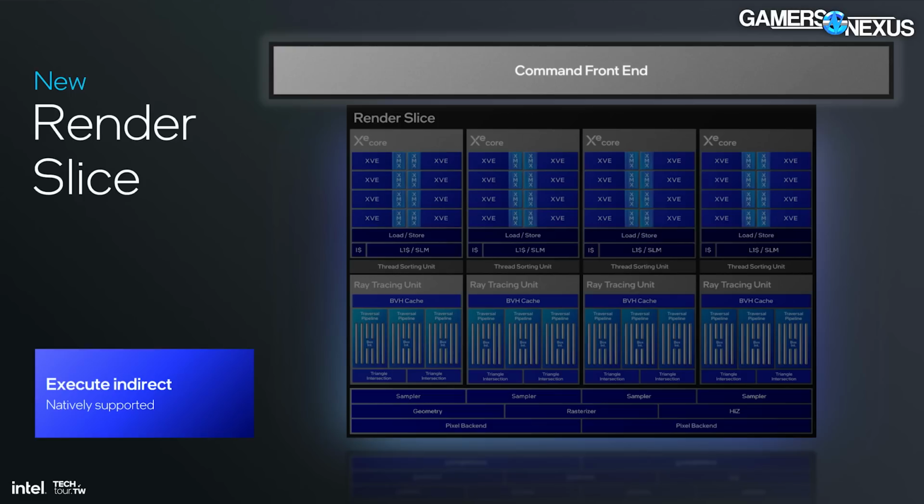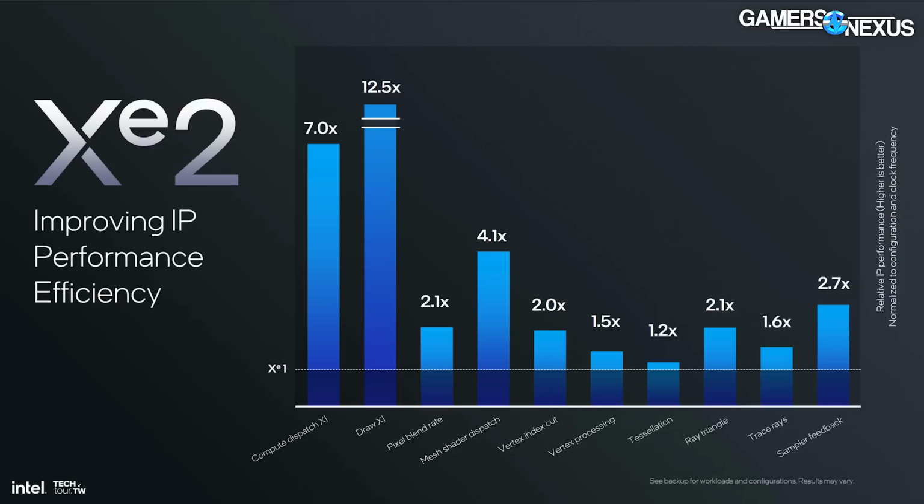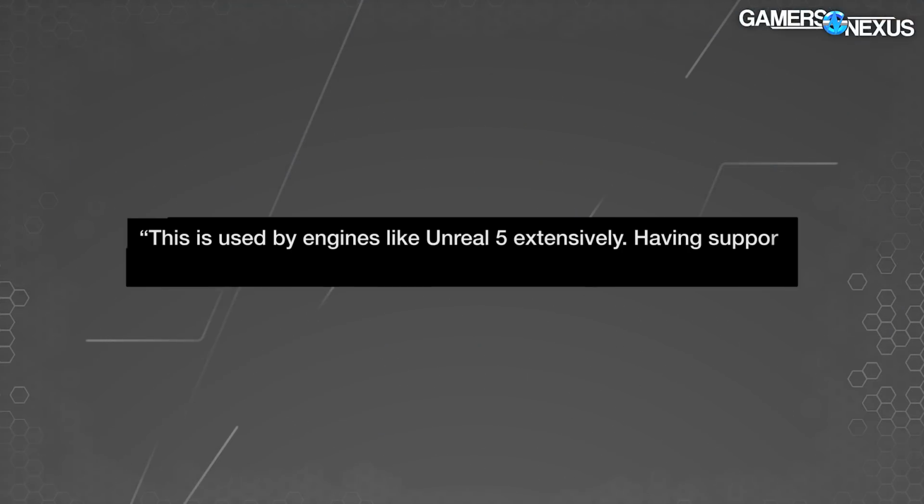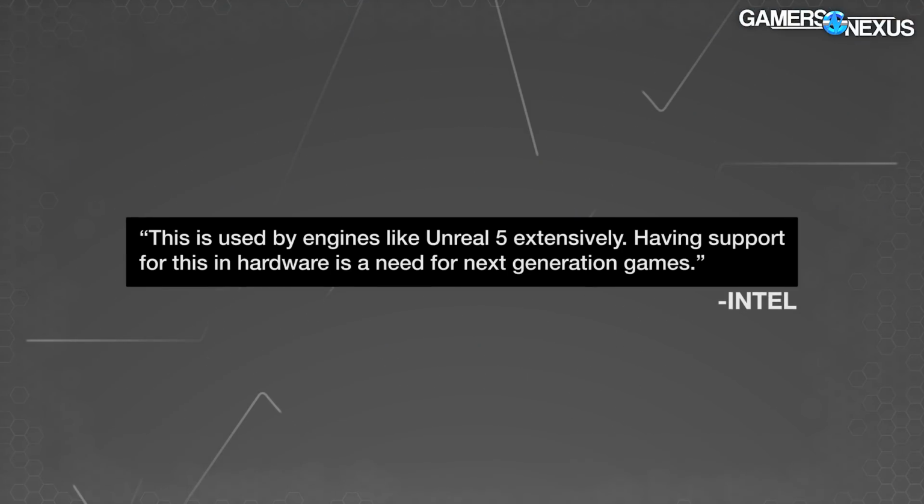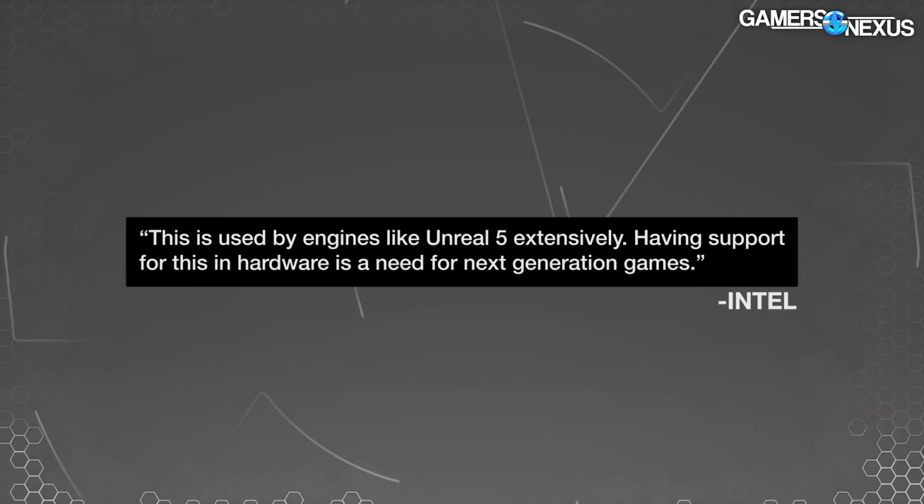The next big change Intel highlighted was implementing execute indirect support natively for indirect draw and dispatches rather than what Intel did on the original Xe, which was emulate it. Intel told us that the 12.5x increase in draw XI performance shown in the chart that we saw earlier comes from the native execute indirect implementation. Intel stated this, quote, "This is used by engines like Unreal 5 extensively. Having support for this in hardware is a need for the next generation games."